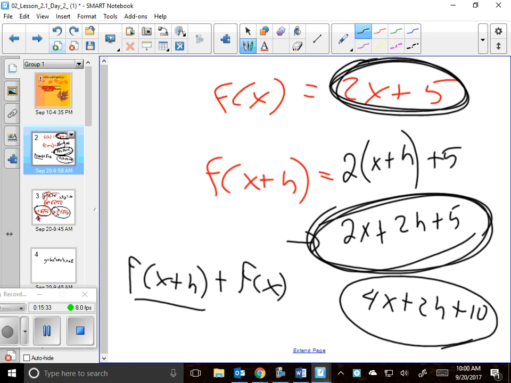All right, moral of the story. Got to be able to stick weird things into functions, like negative x, or like x plus h.